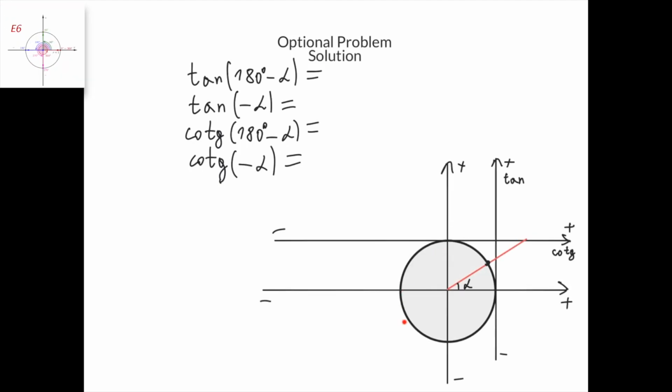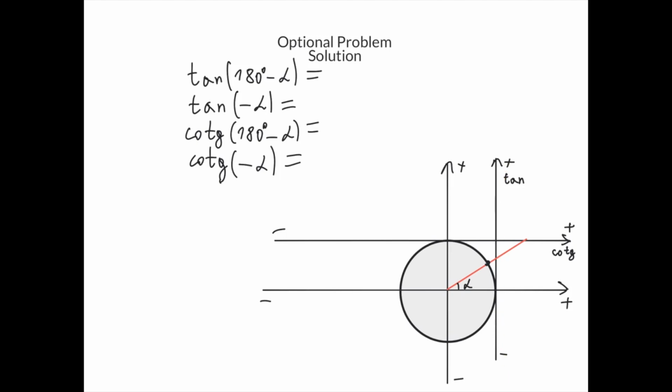So here I've drawn the unit circle, the x-axis, the y-axis, the tangent axis, and the cotangent axis. And suppose this is the angle alpha here, so it makes this line, which intersects the tangent axis here and the cotangent axis here. Therefore, this distance here would be tangent of alpha, and this distance here would be cotangent of alpha. Now let's see what happens when we take 180 minus alpha. What happens with the tangent and the cotangent?